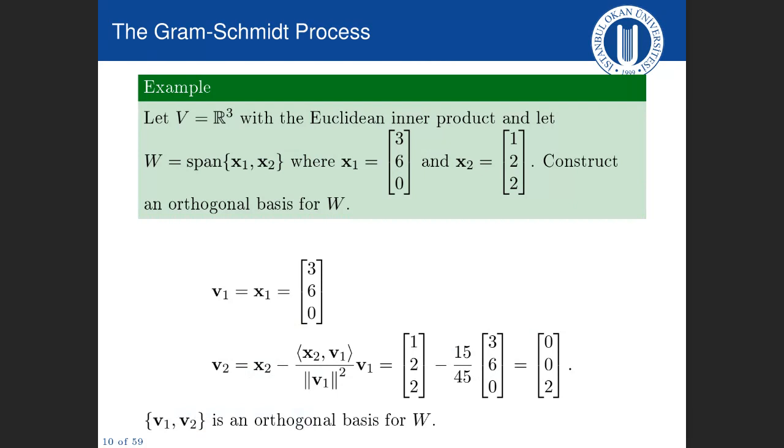So now we have an orthogonal basis for W.